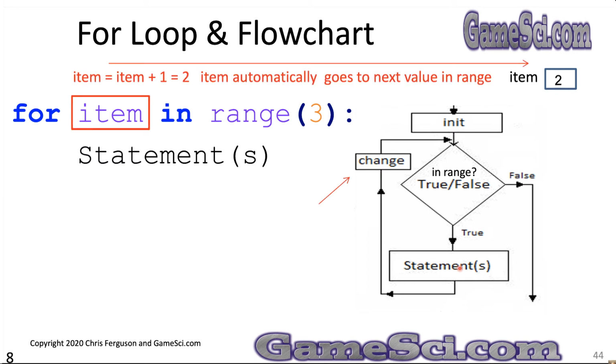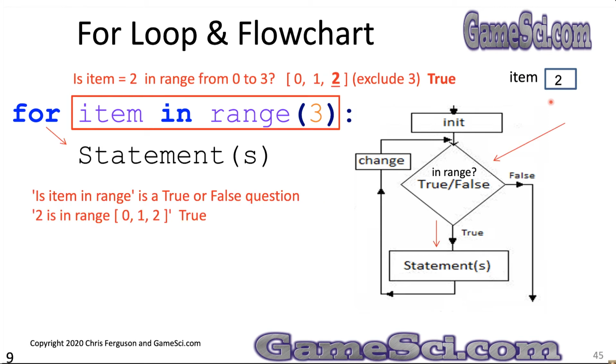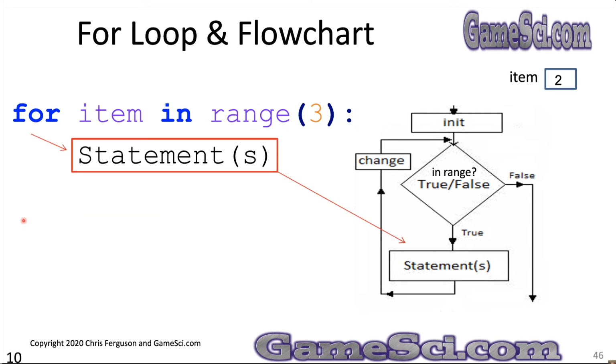Item equals item plus 1. That'll bump item to 2. Item is just going to sequence through the range. Item automatically goes to the next value, and 2 is that value. Is item equal to 2 in range from 0 to 3? Yes, it is. That is a true statement. 2 is in range from 0 to 3. If the item is in range, that's a true-false question. That evaluates to true. We will execute the code in the for loop.